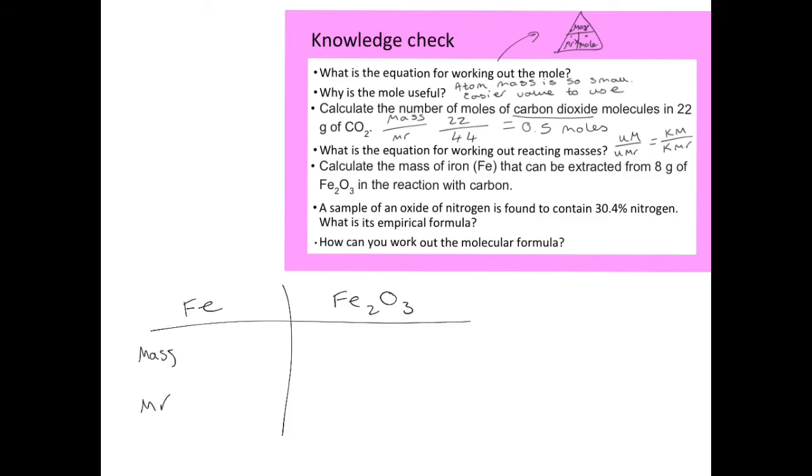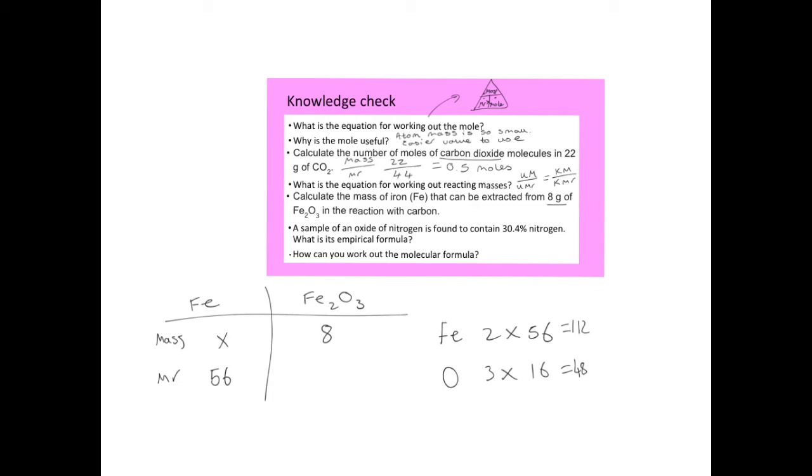The mass of iron that can be extracted from 8. So we know that's 8. We don't know that one, so make that one X. The Mr of iron is 56. There's only one iron. Then we've got Fe2 times 56, and we've got O3 times 16, and we've got to add that all together. So just working out the Mr over here. 2 times 56 gives you 112, 3 times 16 gives you 48. The total then would be 160.